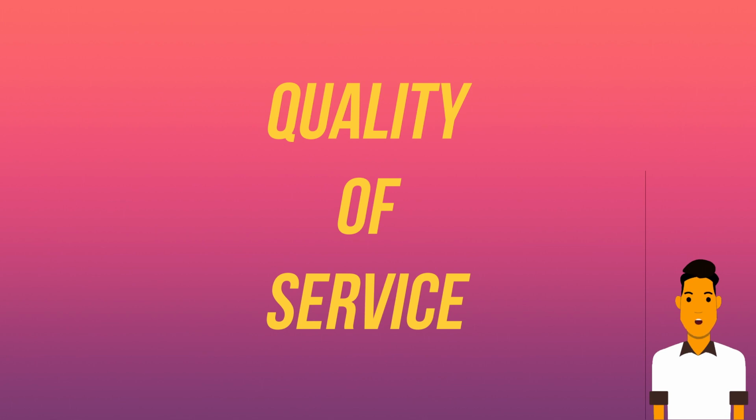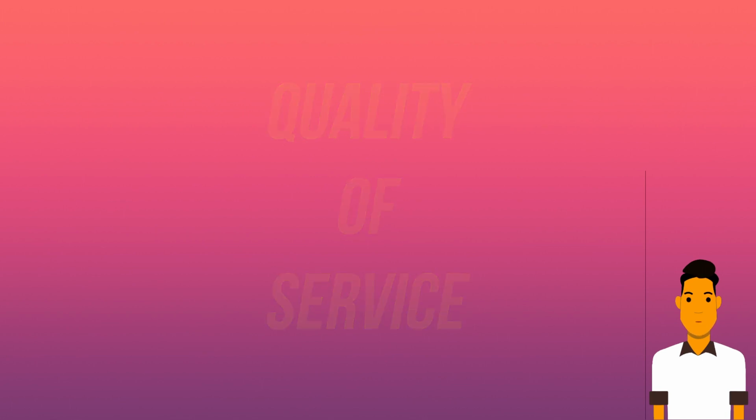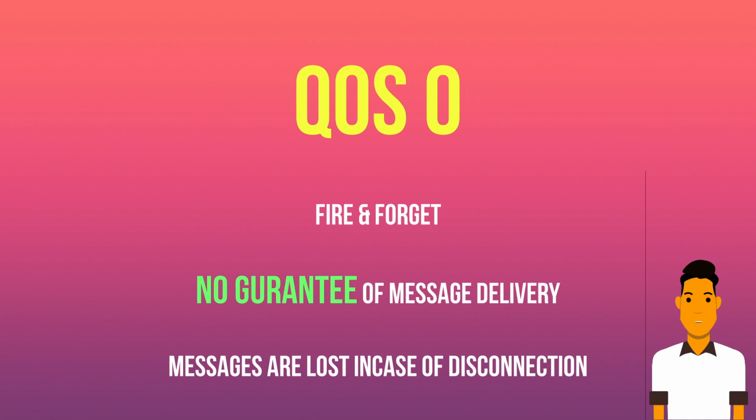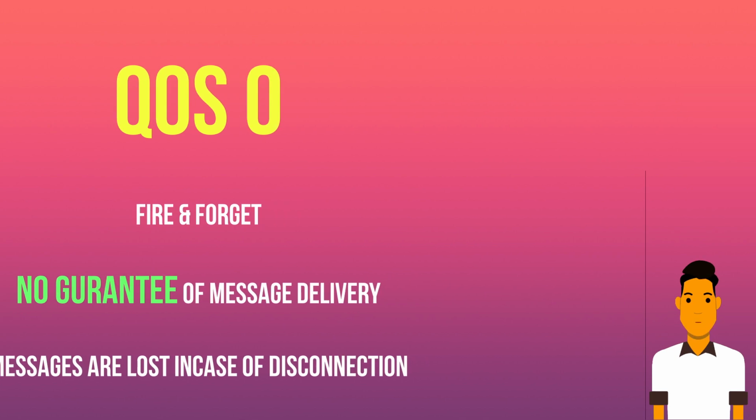The MQTT protocol supports 3 levels of quality of service, and we choose one of these based on how important it is for the messages to be delivered to the other clients. The first level of quality of service is level 0. Which is basically fire and forget. In this mode, there is no guarantee of message delivery. If the connection is lost, the messages are lost too.